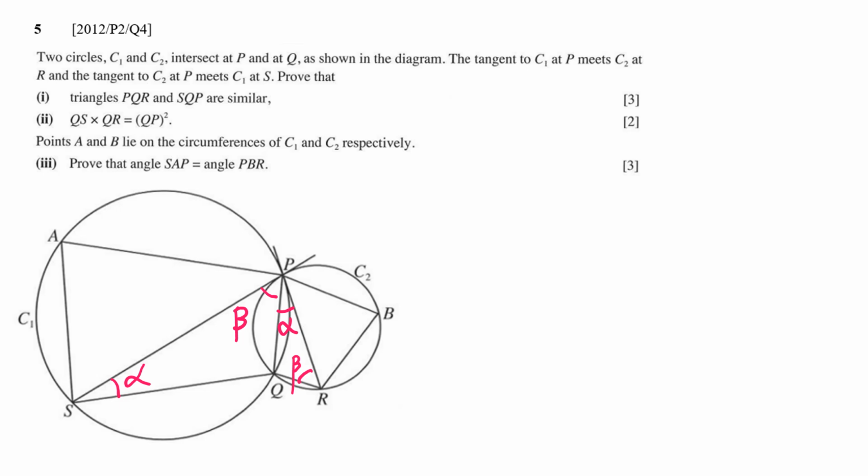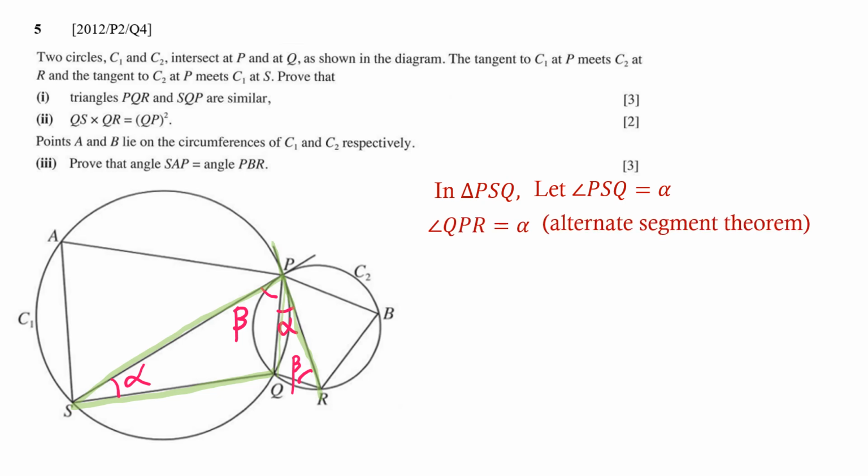Since we have tangent lines, we should relate it to the alternate segment theorem. Let's look at triangle PSQ first. The tangent line that we are referring to will be this one, PR. If you let the angle PSQ be alpha, then QPR will also be alpha using the alternate segment theorem. Okay, so we are done with this.